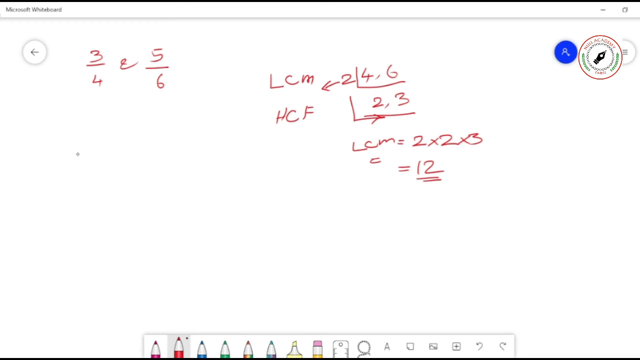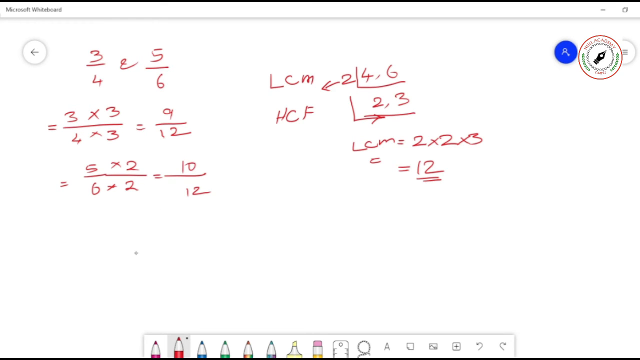So now you find the equivalent of this one. 3 by 4. What you need? You need 12. So what do you have to multiply by? 3. Similarly here, 3 threes are 9. So the equivalent is 9 by 12. Find the other one, 5 by 6. You need 12. So how many times do you have to multiply? 2. Here also 2. So 10.